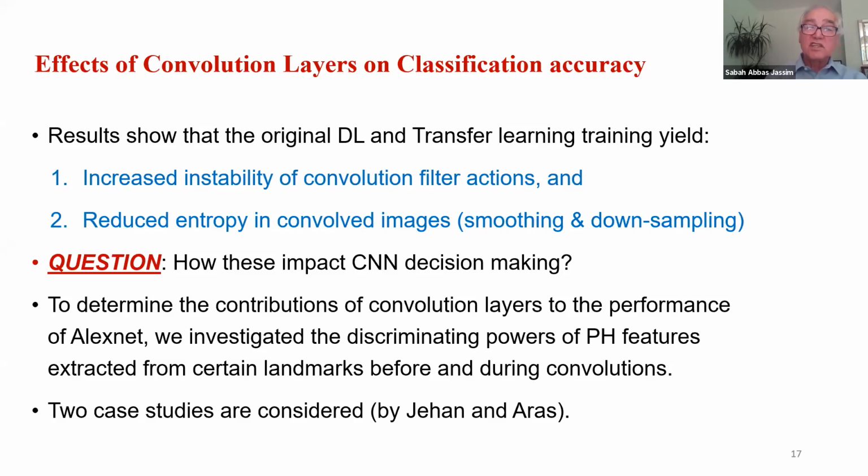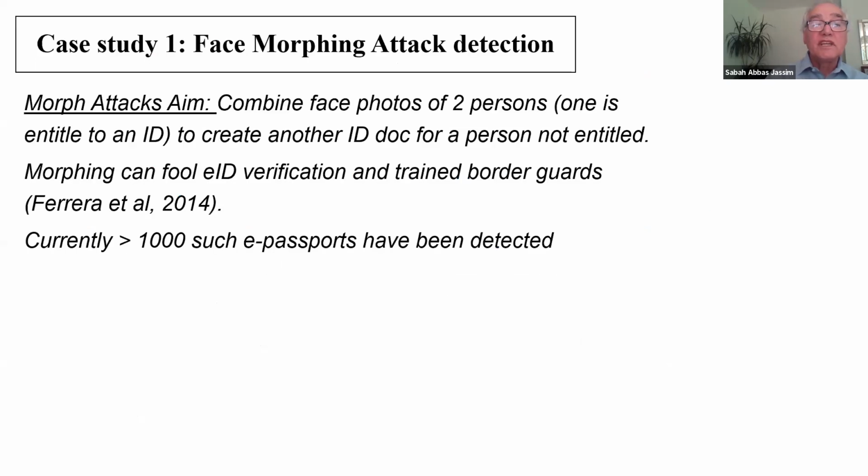Well, so what is good about them? Let's see what would be the impact on decision making. To do that, we used persistent homology. We took these landmarks on the original image and on every stage of the convolutions, for each convolution layer, and see what is happening if we are just classifying it as if we are doing the usual classification with SVM. We applied this for two applications.